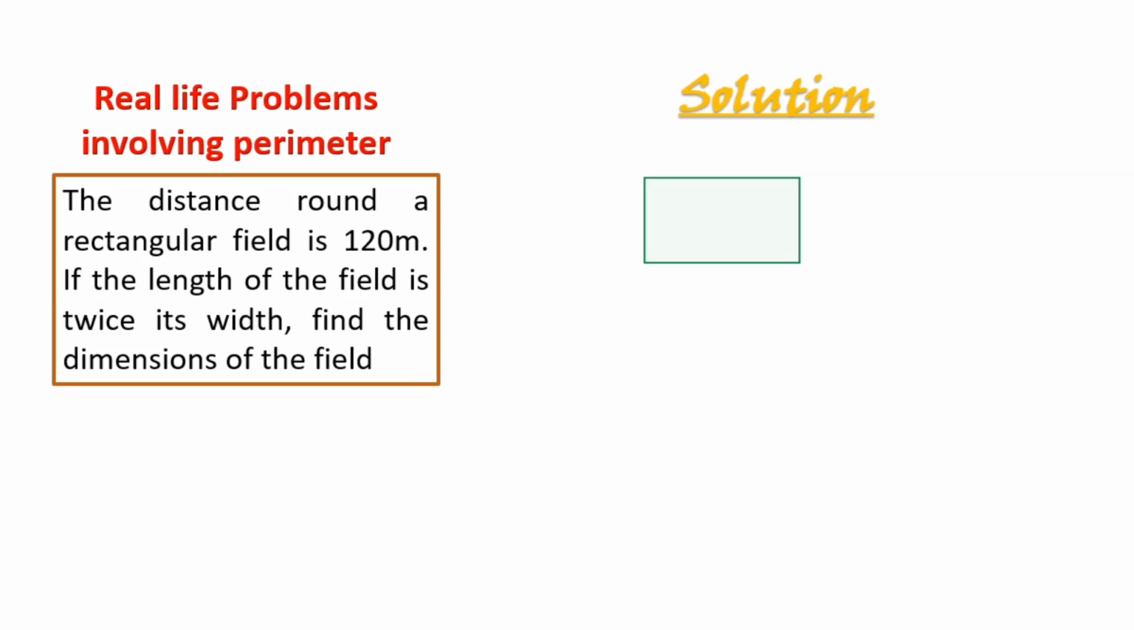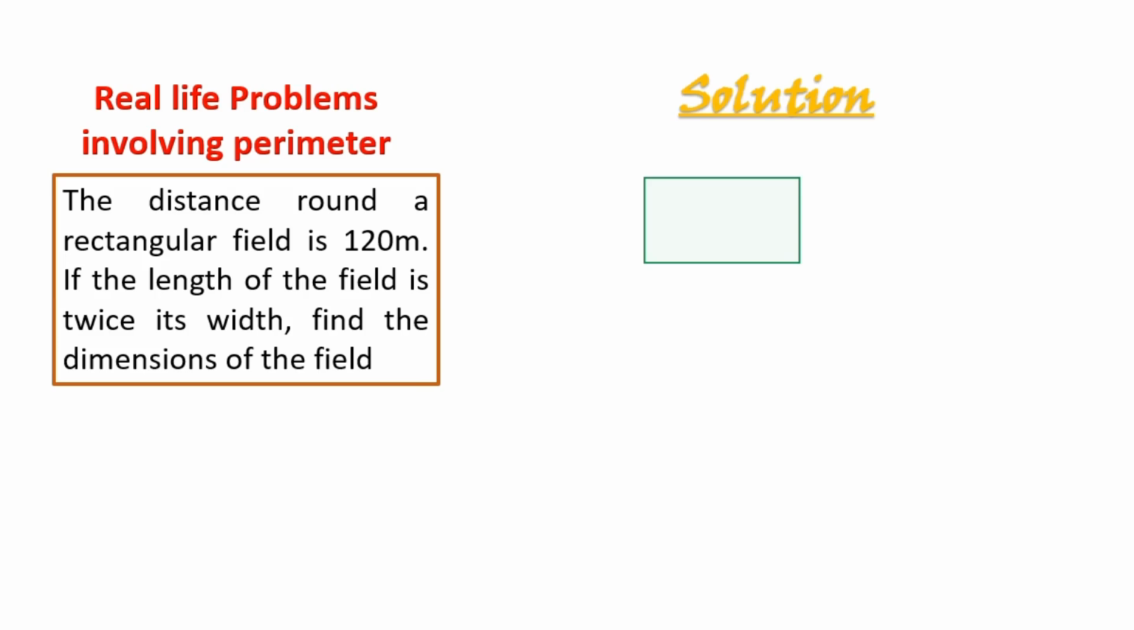Today, I'm going to help you solve real life problems involving perimeter. Perimeter is the total distance around a figure. Hence, in this problem, it says the distance around a rectangular field is 120 meters. If the length of the field is twice its width, find the dimensions of the field.